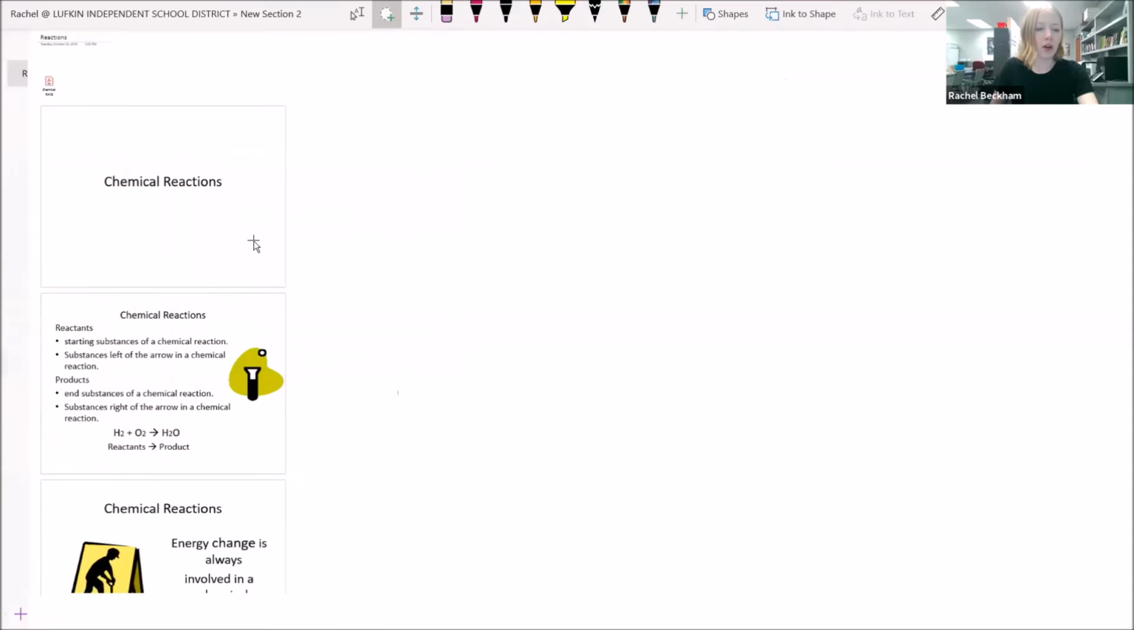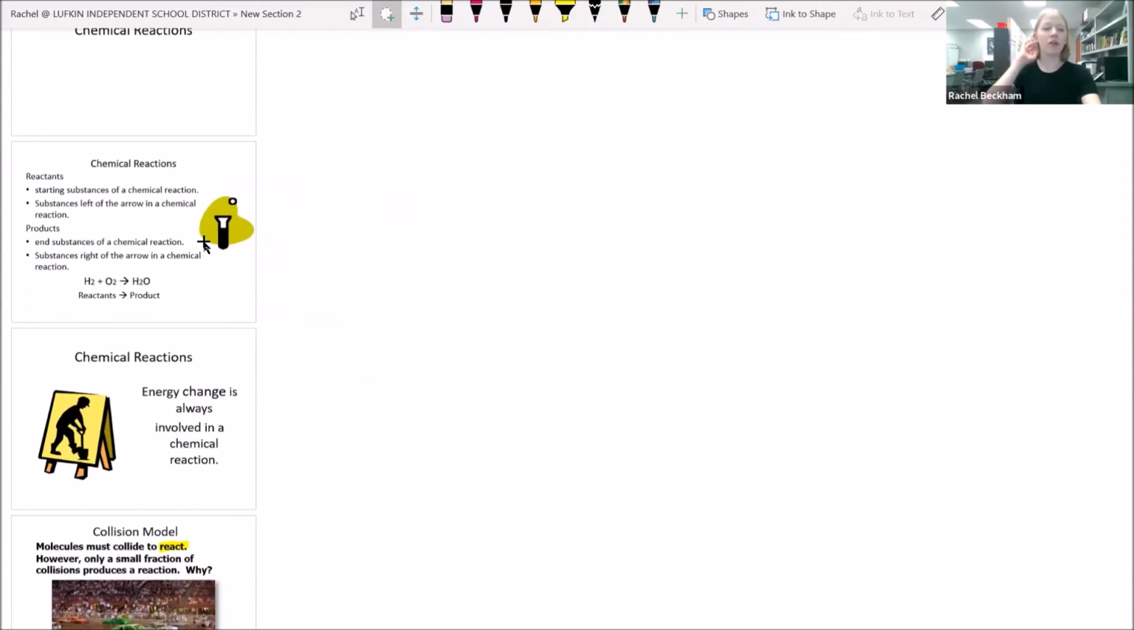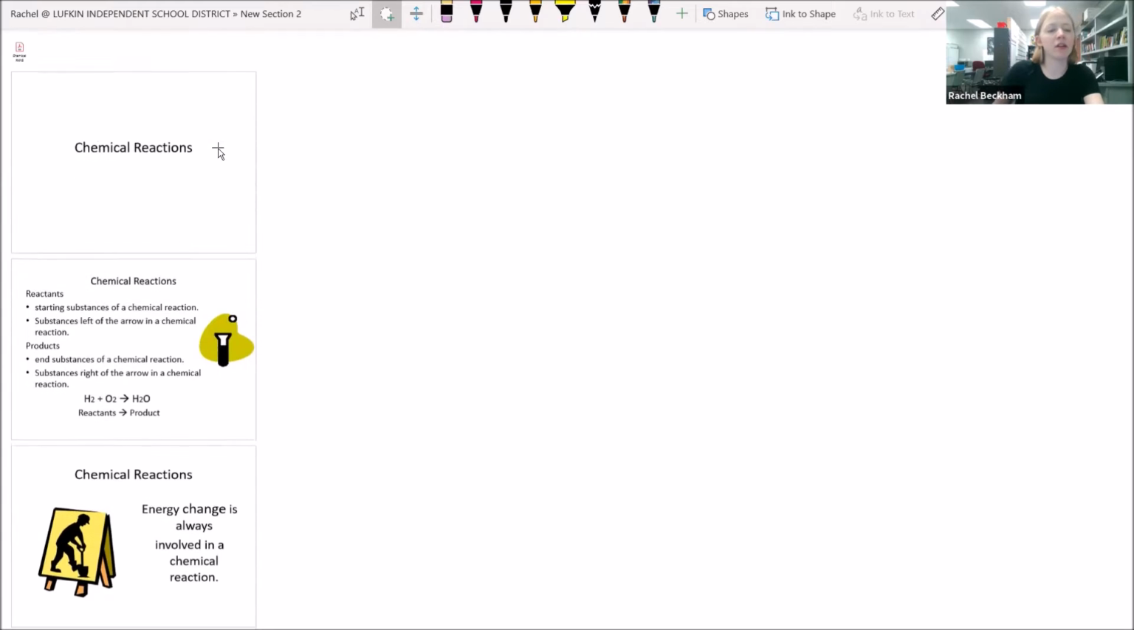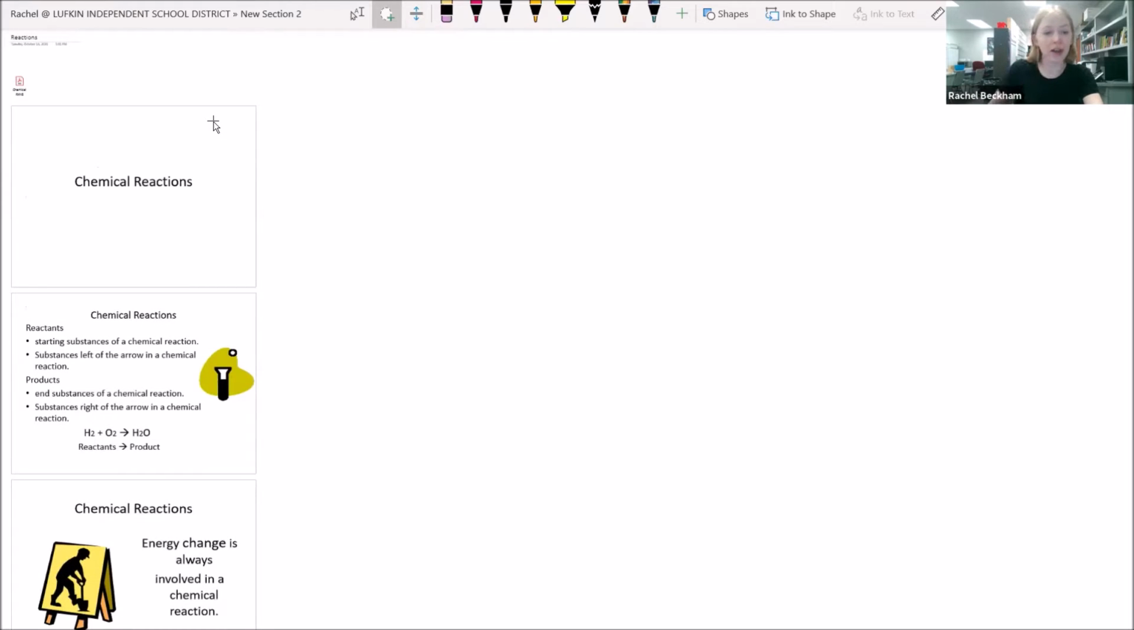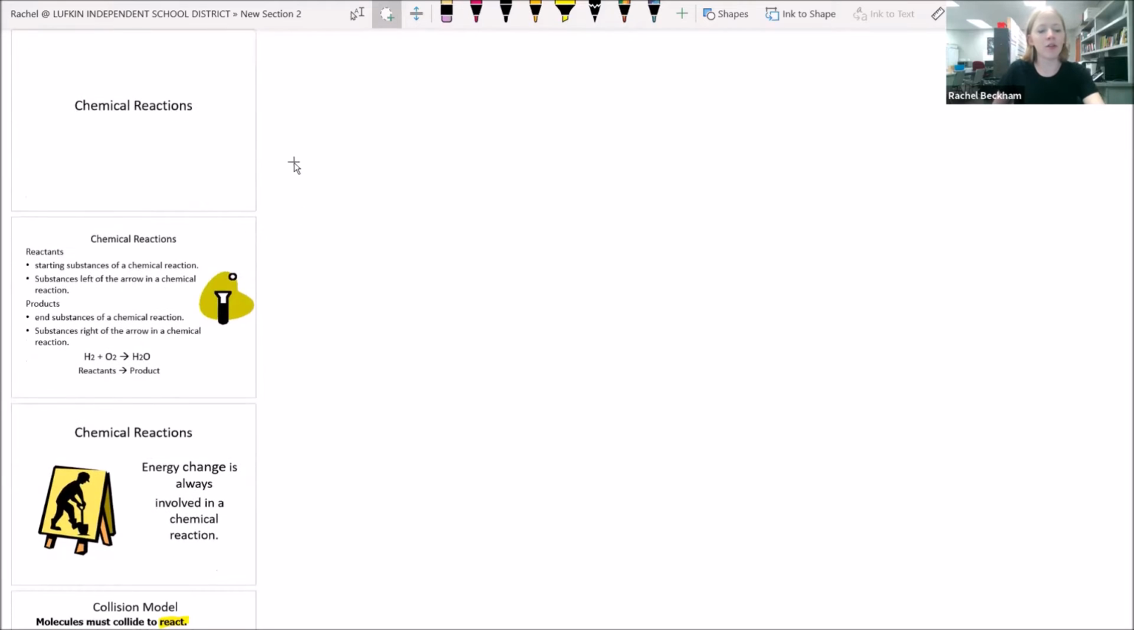Today we are going to go through types of reactions and the law of conservation of mass. We are using the notes that were posted under chemical reaction notes, and today is October 13th. I'm not going to go through every part of the slides because you do have them. I'm going to go through the parts that I think need a more thorough explanation.